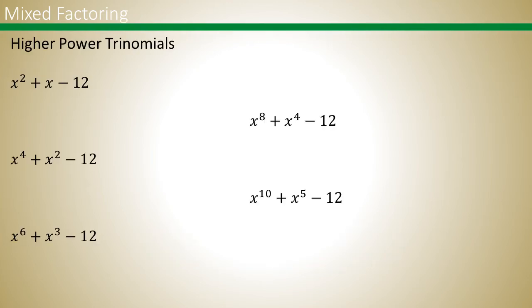Sometimes we're going to see higher power trinomials, and they're really going to factor just like we would with a regular trinomial. Let's take a look at these. All these are pretty similar. This first one, what I would do is look for factors of negative 12 that add to make a positive 1. So 1 and 12, 2 and 6, 3 and 4. Negative 3 and 4 make that positive 1 for me. So I have x minus 3 and x plus 4.